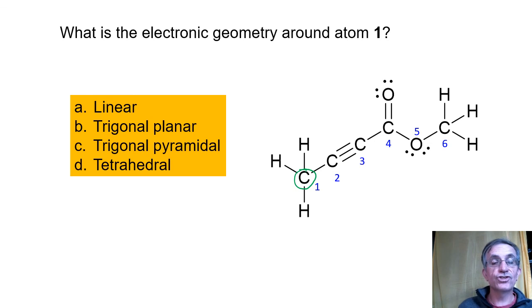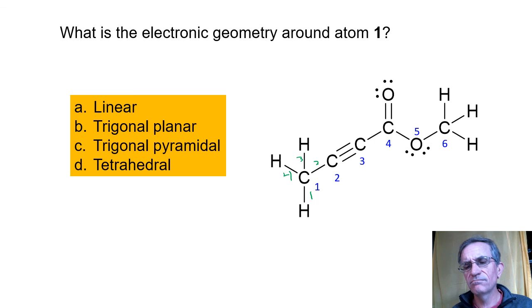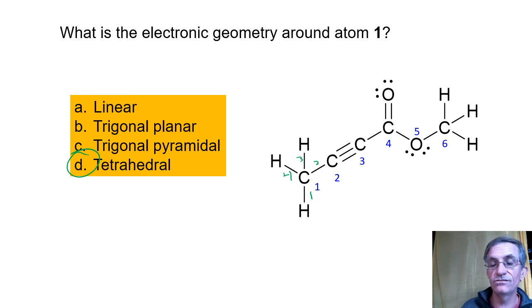Around that carbon, carbon 1, if I count them up, 1, 2, 3, 4 areas. They're all bonds, so that's called tetrahedral. With that, that's it for shapes. We'll practice this a little bit in Zoom time. Part B, we've got to move on to something else.